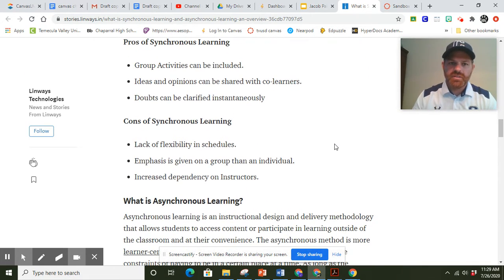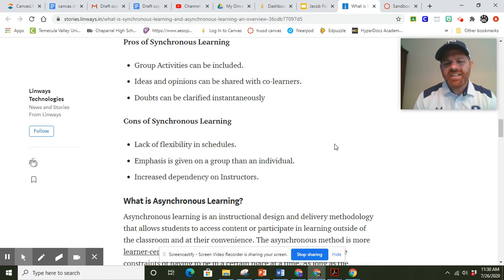Again, pros: group activities can be included, ideas and opinions can be shared with co-learners, and doubts can be clarified instantaneously from peers or from teachers. The cons: it lacks flexibility because everyone has to be there at a certain time, just like in school. Emphasis is given on groups rather than individuals, so I don't know if that's really a con, but we have a set time for individual work, so I think we're okay there.